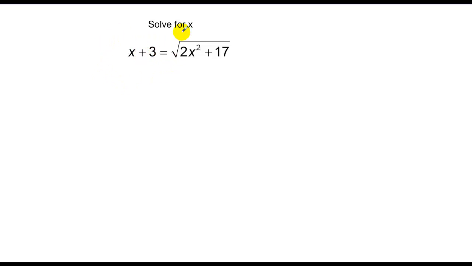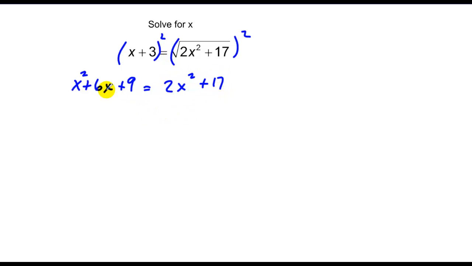Now in this case we have a binomial expression by itself under the radical, and we can again square both sides, except we'll have to FOIL the term on the left. So we end up with x squared plus 6x plus 9 is equal to 2x squared plus 17. Again, set it equal to 0. I like keeping my squared terms positive, so I'll bring all these terms over to the right. So I have 0 is equal to x squared minus 6x plus 8, since 17 minus 9 is 8.